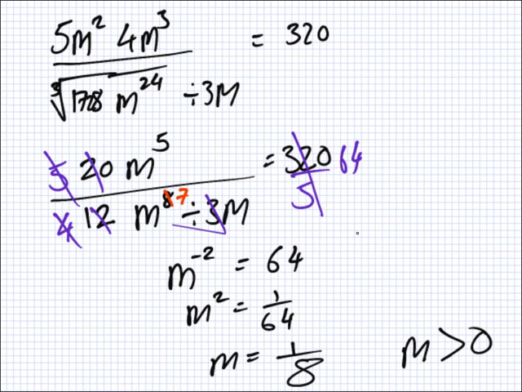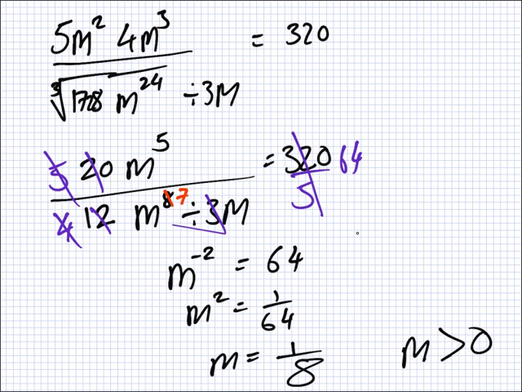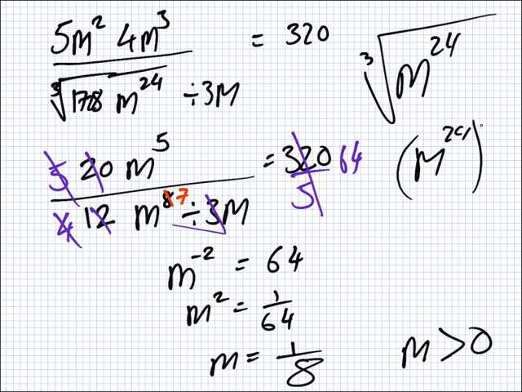I have a question. Why is it 12 m to the 7? So cube root of 1728 should be 12. And then cube root of m to the 24. Cube root of m to the 24 is m to the 24 to the power a third. That's what cube root is, power a third. And what do you do with the powers here?